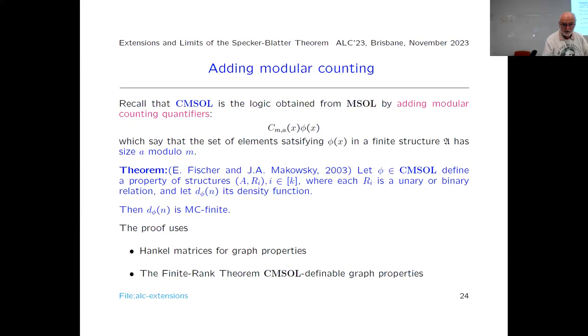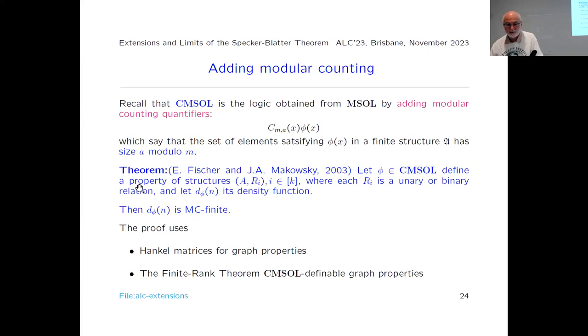The first thing, when I worked with Eldar Fischer, was that we noticed that actually the whole theorem of Specker-Blatter goes through. So if I had given Specker the definition of this logic and what is known in finite model theory about this logic, he would have said, yes, of course, it works. But it was something which was proved after. It uses the Feferman-Vaught theorem, which I had used before in other work with Makowsky. And it anticipates the use of Hankel matrices, which I will explain in a moment, and a finite rank theorem for this logic, which I proved with my students. So it is not immediately obvious that you can extend it like this.